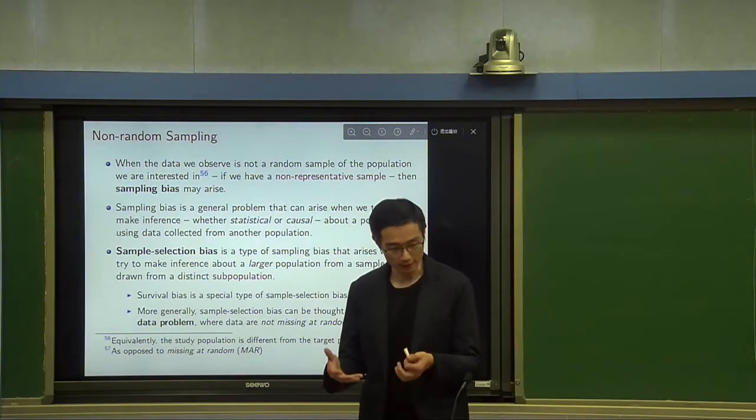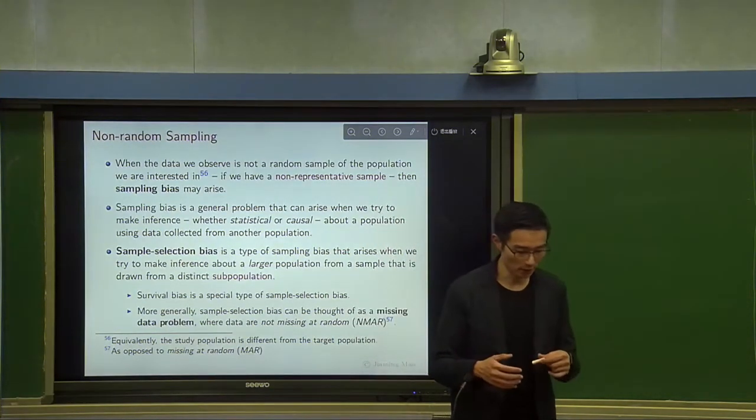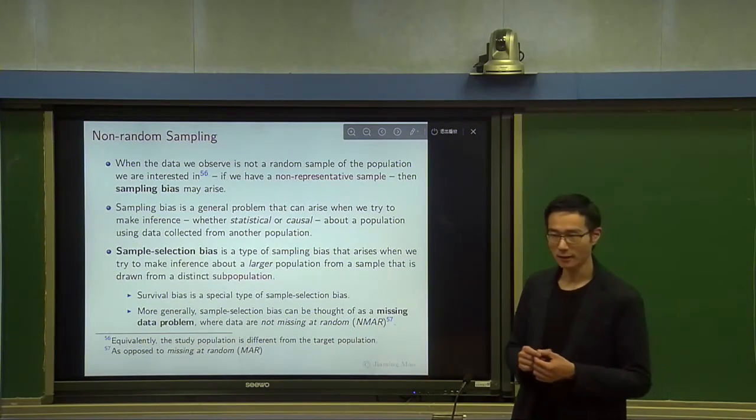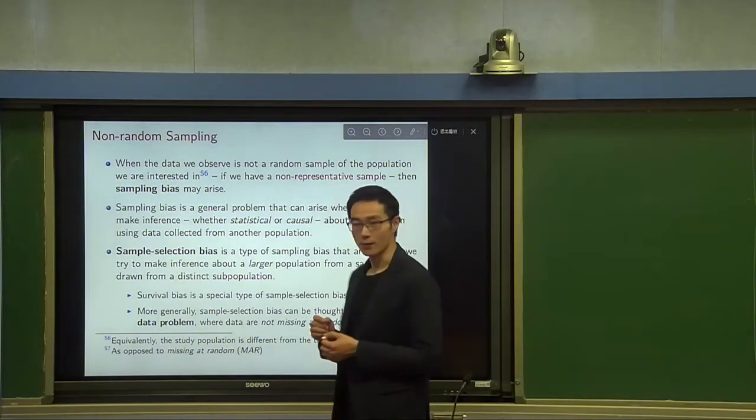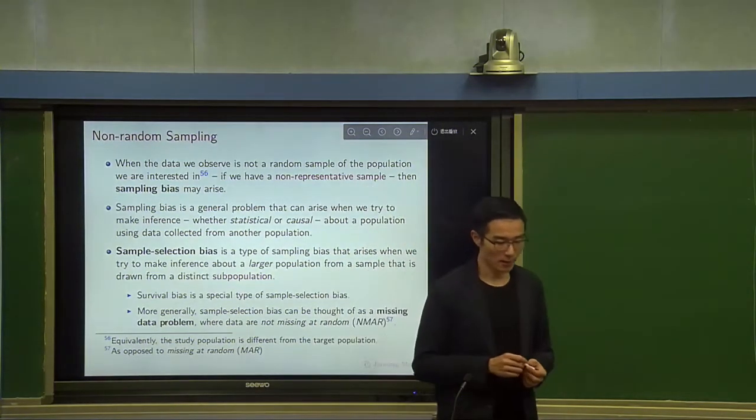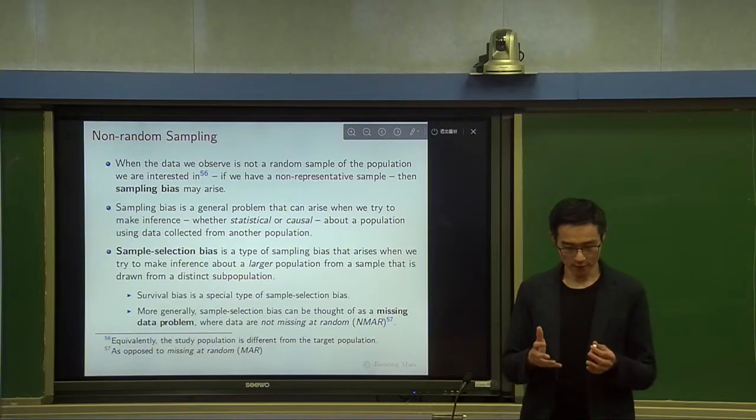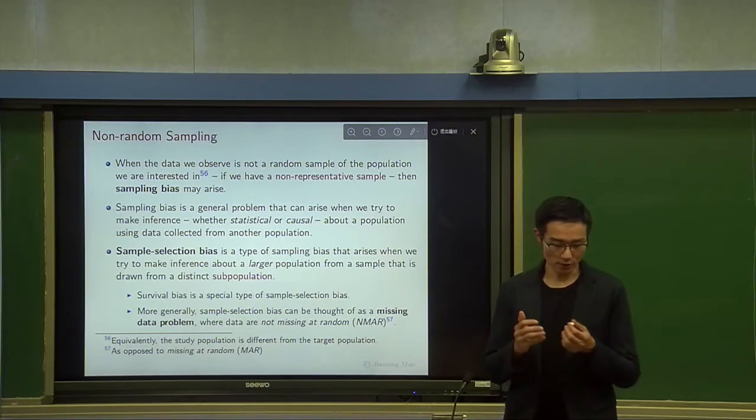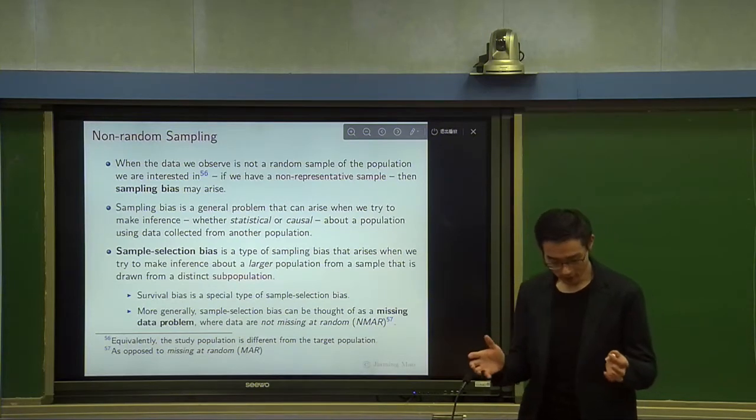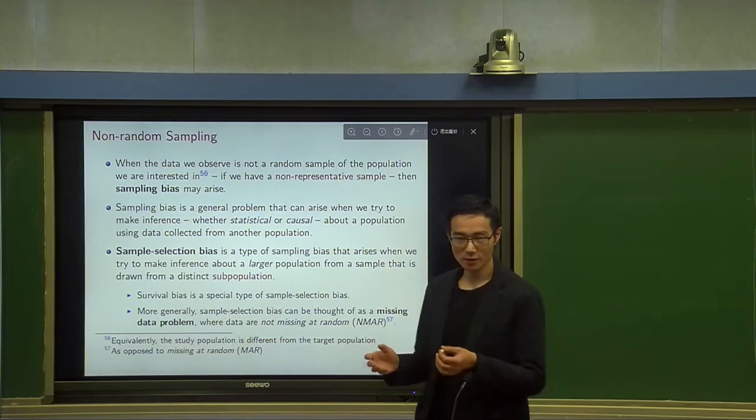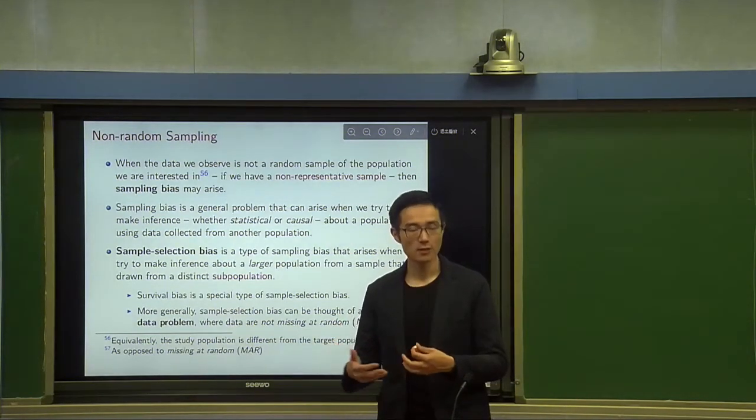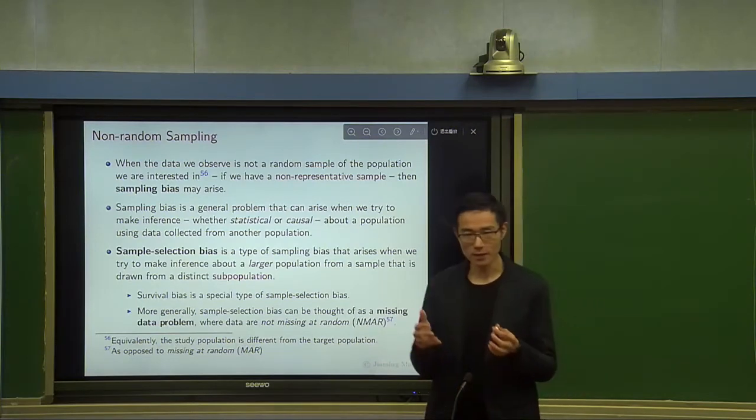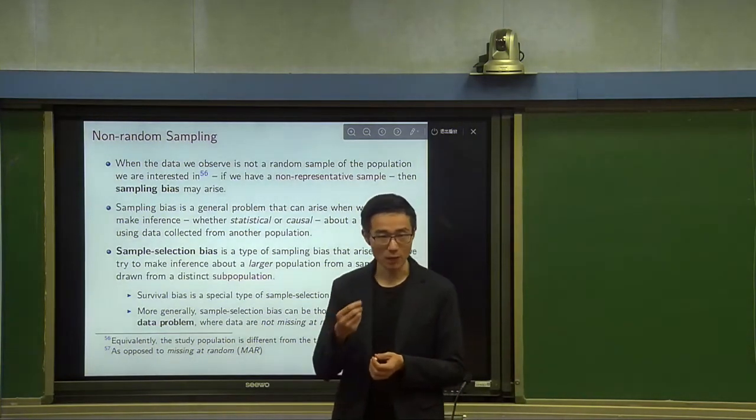If we only see those people who survive, or if we only see a non-representative sample, then we have a bias. And that bias is called sampling bias. The idea of sampling bias is that the sample we observe is not representative of the sample we're interested in. Another way to look at it is the study population is different from the target population. The target population is the population we're interested in. The study population is where our sample is actually drawn from. And if they're different, then we have some problem here.